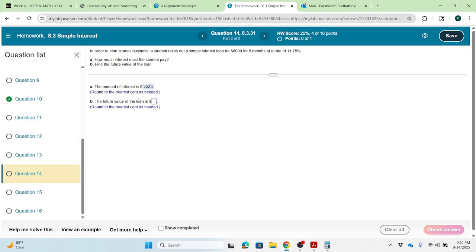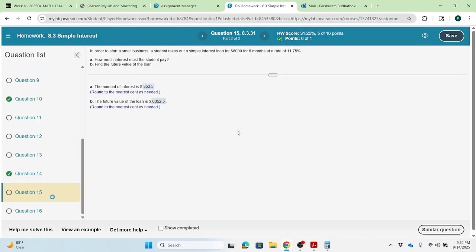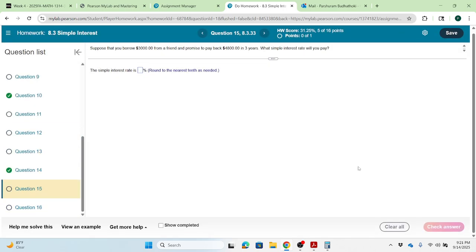that the student earns. So what is the future value? Future value is the principal plus interest, which is $6,352.50. Okay, so that's the simple interest.